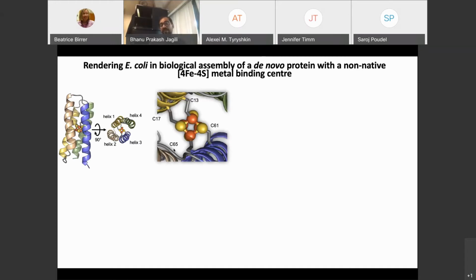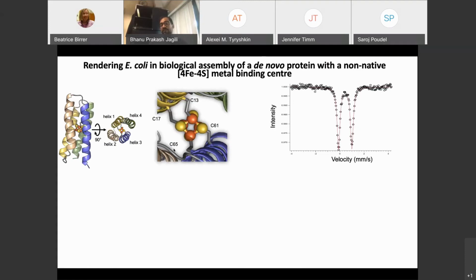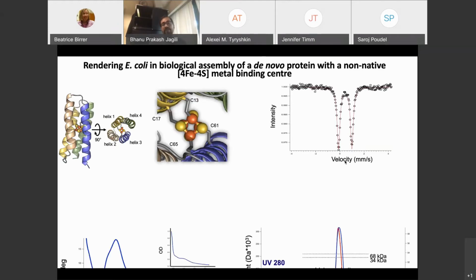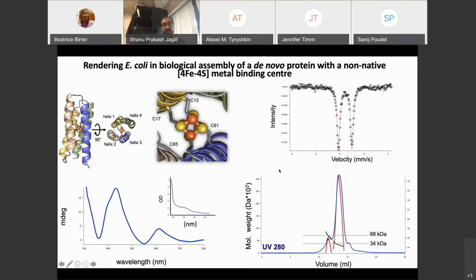To see the electronic structure, we have done Mössbauer spectroscopy. For that, we employed the iron 57 isotope, and this is a textbook example of an iron sulfur cluster spectrum. The relative velocity for this spectrum is about 0.44 millimeters per second, which is in the range of 4 iron 4 sulfur cluster proteins. Further on, we characterized its biophysical properties. This is the CD in the visible region, which is very typical of a 4 iron 4 sulfur cluster protein. And this is the UV visible spectrum.